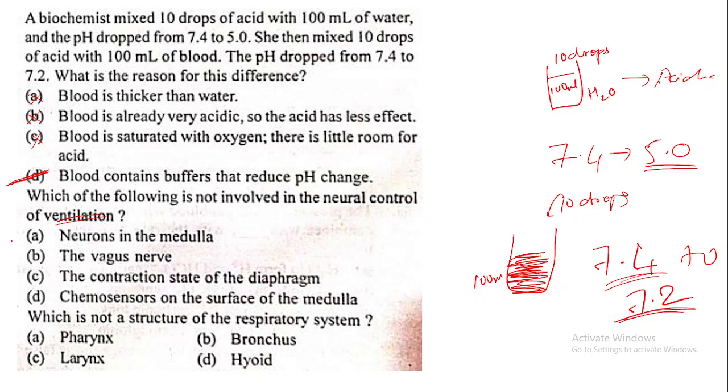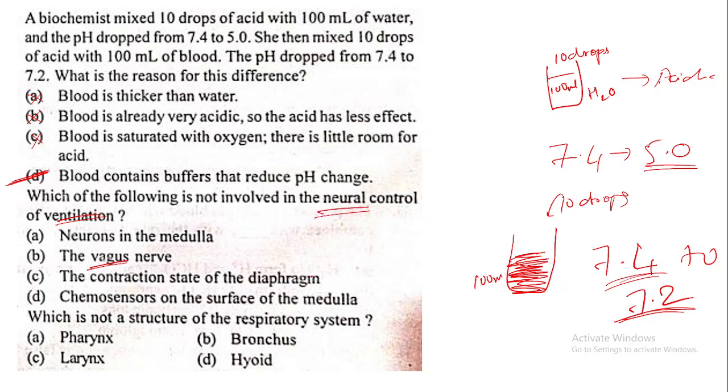Neurons in the medulla? No, they do play a role. The vagus nerve also plays a role because the vagus nerve is the longest and the strongest nerve in the human body, which almost connects to each and every major organ. So, this does play a role in the control. The contraction state of the diaphragm, the chemosensors on the surface of the medulla. So, which one of it has not got something to do with neural control?